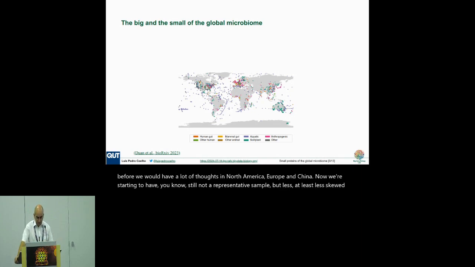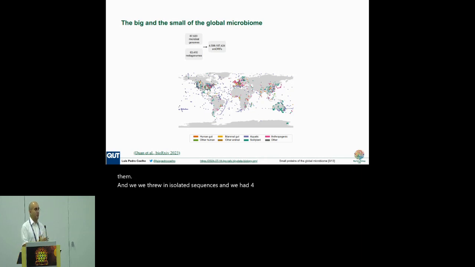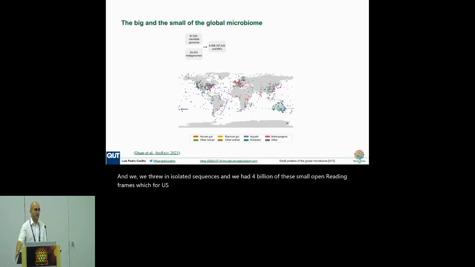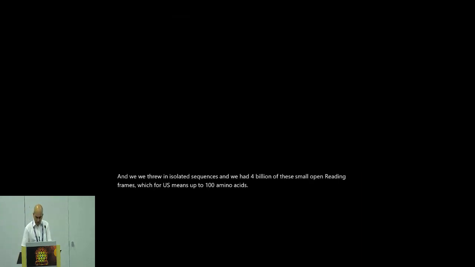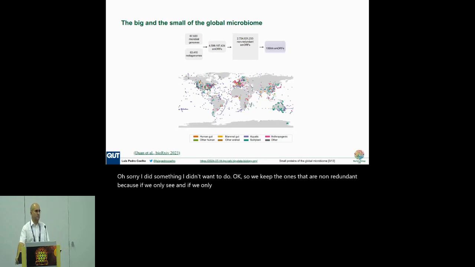So if you count the number of dots in that plot, there's 60,000 of them, and we threw in isolated sequences, and we had 4 billion of these small open reading frames, which for us means up to 100 amino acids. Okay. So we keep the ones that are non-redundant, because if we only see them one time, we throw them away, we do a bit of filtering, and after this, we still end up with 1 billion of these. And we've put this out as a resource, and we have a preprint that Ichian has been working on.